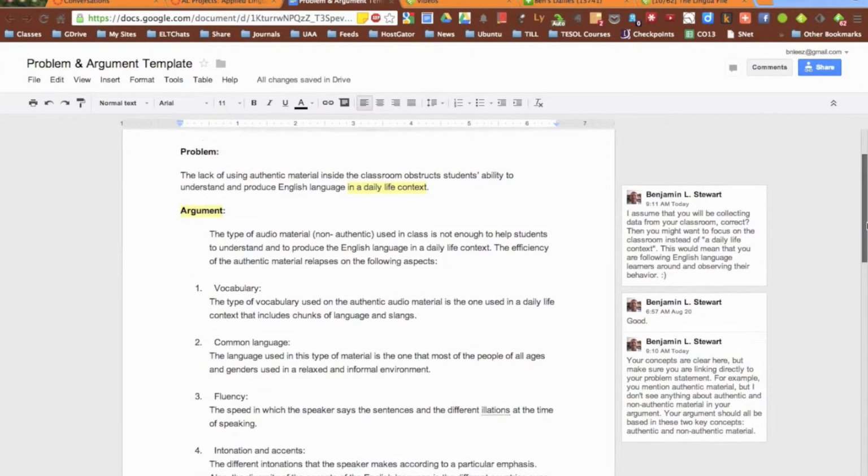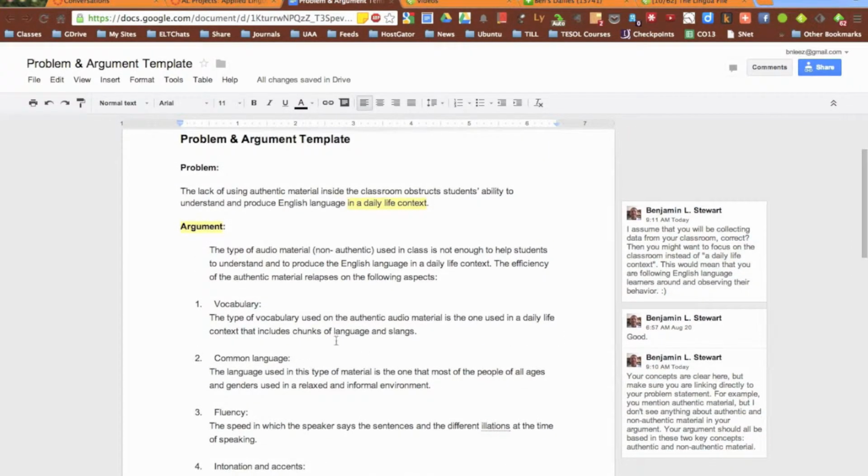Now, with this particular example, one thing that I would recommend, and again, try to reflect on your own problem and argument template and ask yourself if you are doing the same, is making sure that the argument aligns with the problem. So if we look at this particular problem, we have the lack of using authentic material inside the classroom obstructs students' ability to understand and produce English language in the daily life context. So I think the problem that's stated here and the argument separately are good ways of looking at each. They have a good problem and she has a good argument.